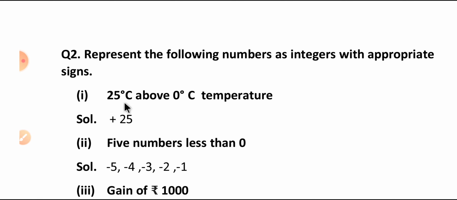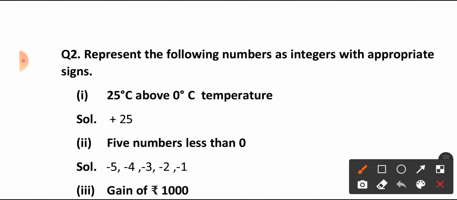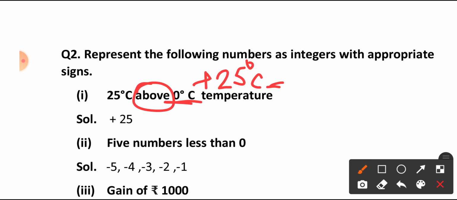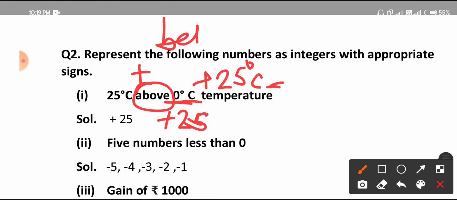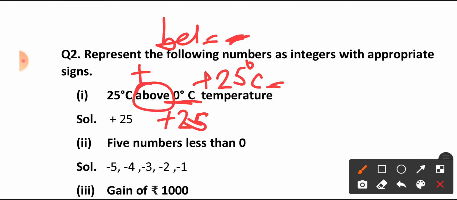So first one, 25 degrees Celsius above 0 degrees Celsius temperature. It means first temperature is given 0 degrees Celsius and we have to find the temperature above. Above means plus only. So 0 plus 25 and it will be equal to plus 25. We have to represent above by plus and below by minus.